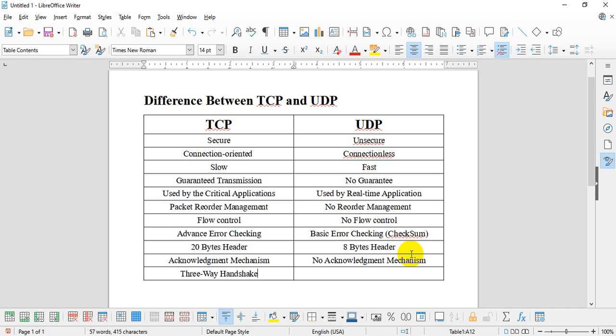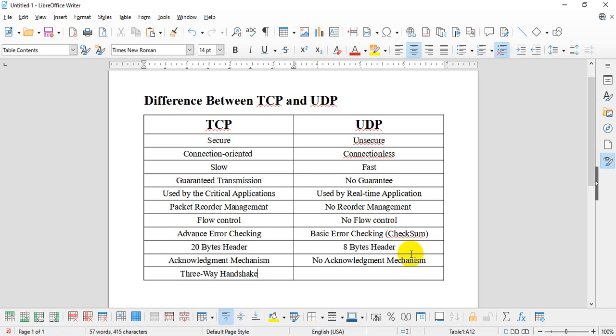What does three-way handshake mean? That means if the sender wants to send a message to the receiver, it will first establish a connection. Just like when two people want to talk with each other, what do we need to say? Sender 1 wants to talk with receiver 1, and the sender says, hey buddy, are you available? And the receiver says, no, I'm busy, I don't want to talk with you. Then it will not establish the connection.